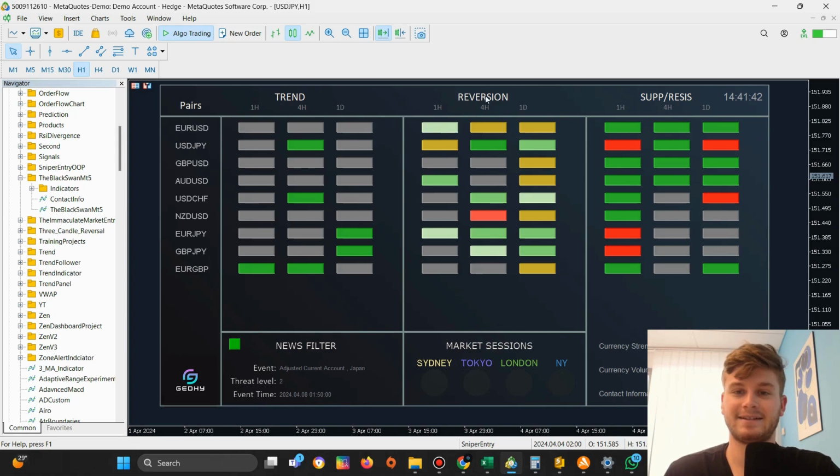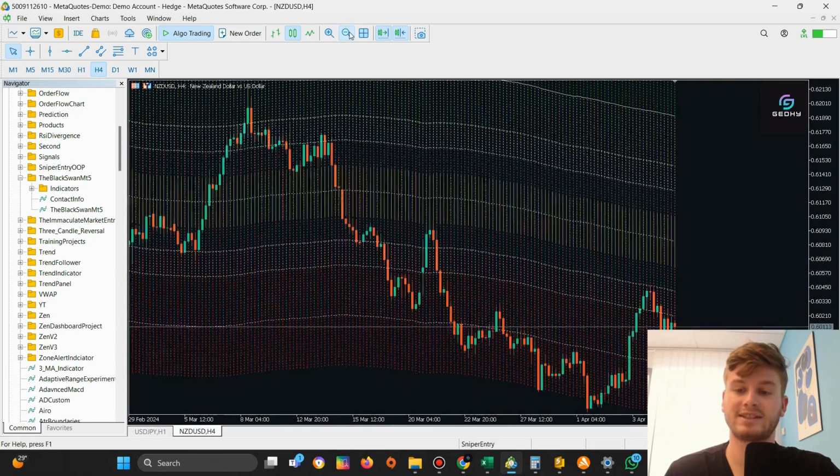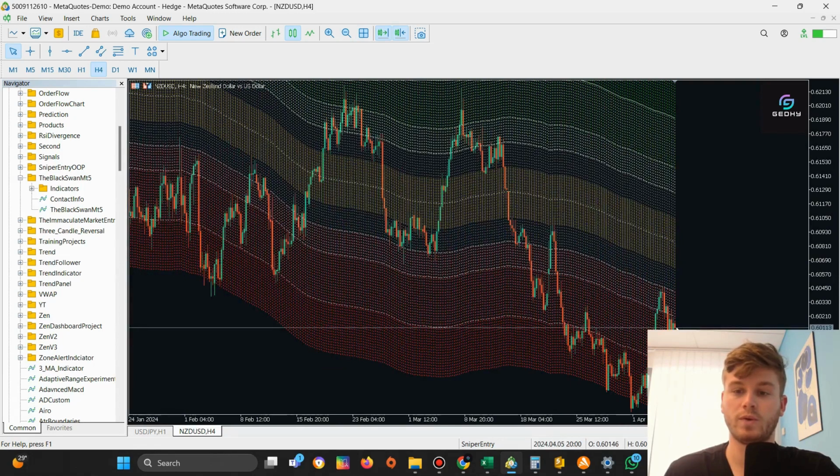Then there's the second, reversion indicator, which shows you basically the deviation between the current price and the average price. So if the price deviates heavily, for example here it deviates to the downside, it shows you to which side it deviates and how much, by showing these colors there.